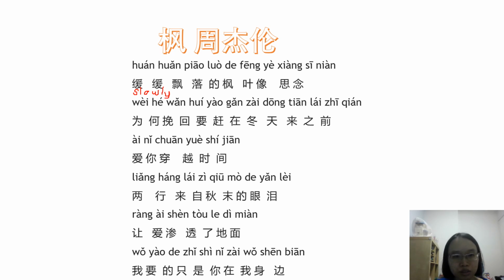缓 is slow. 缓缓 means slowly. 飘 is to float or fly in the air. It is in a slow motion from side to side. 落 is drop. So 飘落 means it's in the air for some time before it drops.